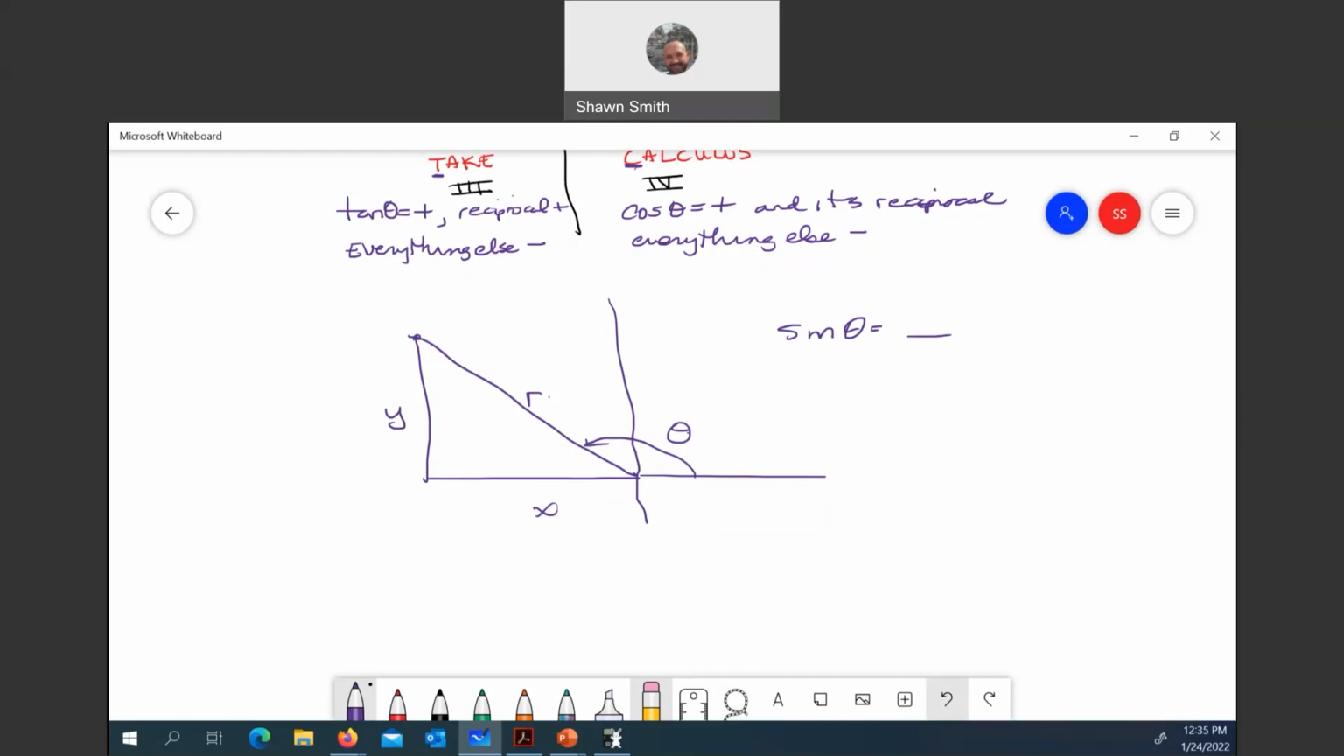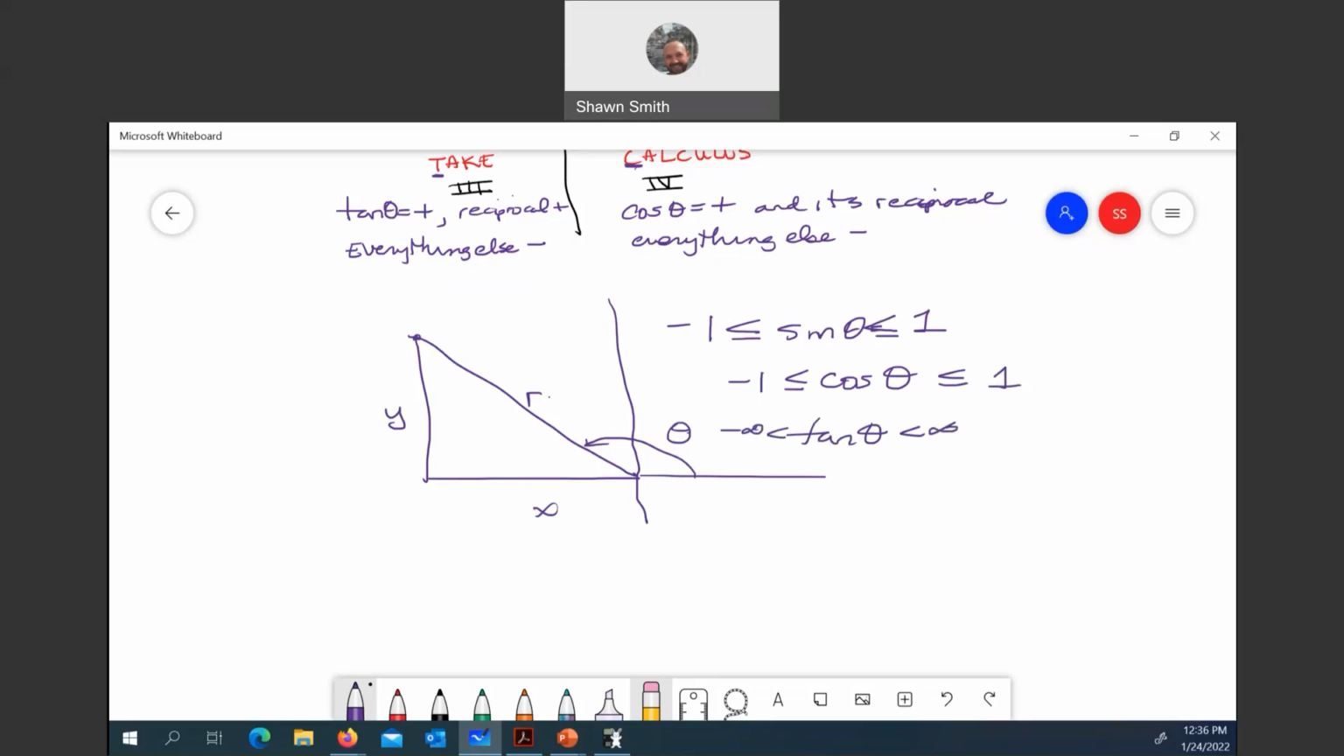Let's put it this way. Sine always has to be between -1 and +1. Same thing for cosine, because the r is on the bottom, right? So between -1 and +1. Now tangent, that could be anything. So tangent can be any real number, from -infinity to +infinity.